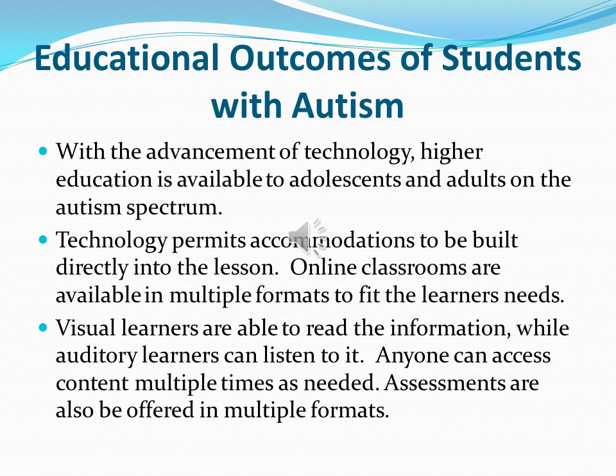Educational outcomes of students with autism. With the advancement of technology, higher education is available to adolescents and adults on the autism spectrum. Technology permits accommodations to be built directly into the lesson. Online classrooms are available in multiple formats to fit the learner's needs. Visual learners are able to read the information, while auditory learners can listen to it. Anyone can access content multiple times as needed. Assessments are also offered in multiple formats.